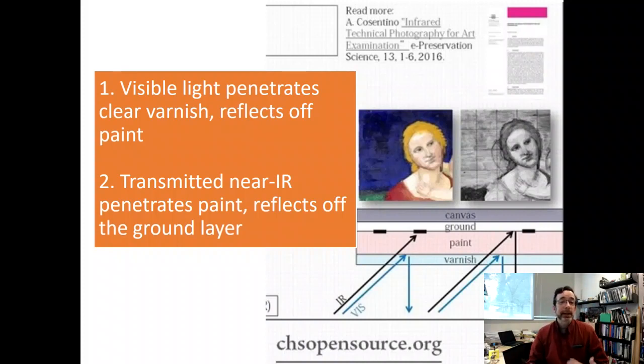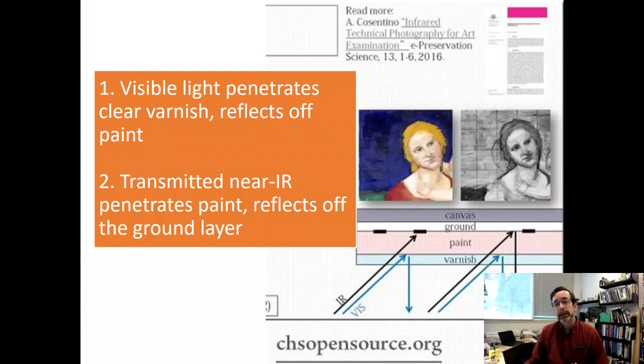What's interesting is that infrared, because of its longer wavelength, will actually pass through the paint layers, and it will bounce off of the white layer behind the paint, which is called the ground layer. So when you have a painting that's like this, and many paintings are, you will have the transmitted light reflecting off of the white ground, but it won't be able to reflect off of, say, the charcoal lines that are drawn on the white ground.